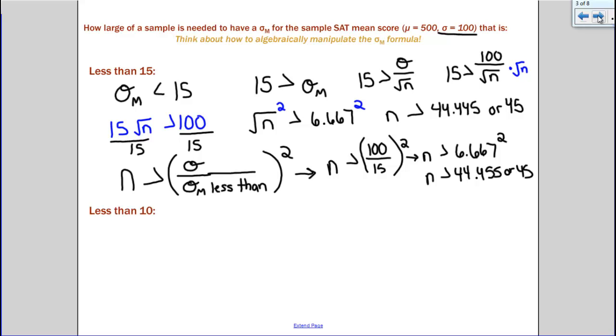So if you're in a situation where you need to determine the minimum sample size to have a standard error less than some particular value, I would recommend using this formula right here.